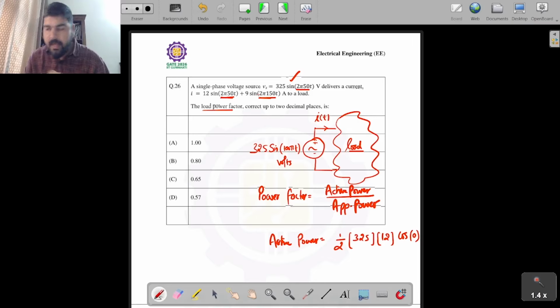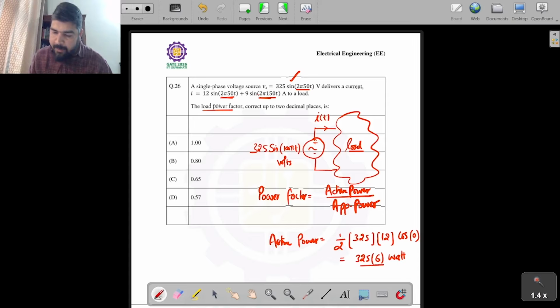So this will be the active power, guys: 1 by 2 into the peak value of the voltage and the peak value of the current of the same frequency into cos of the angle between them. This is also sine, this is also sine, there is no phase difference, so this is cos 0. So it will be 325 into 6. This much watt is the active power which is delivered by the source.